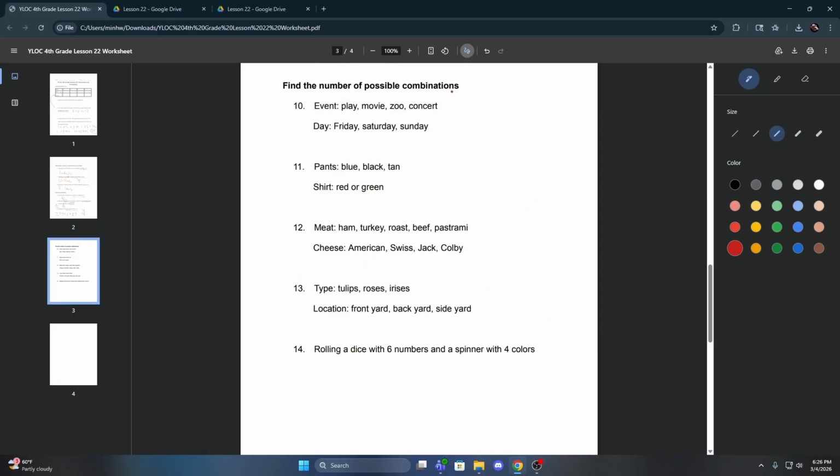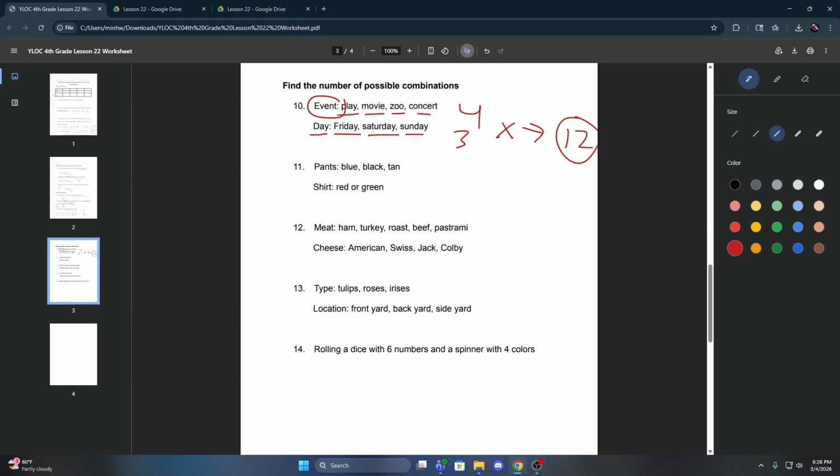Find the number of possible combinations. So again, with combinations, you really just want to multiply the quantity in each variable, right? So I'm just going to go through this real fast. I think we know the drill. Within events, there's 1, 2, 3, 4. And within days, there's 3 days. So you multiply these together, you get 12. And that is your number of combinations.